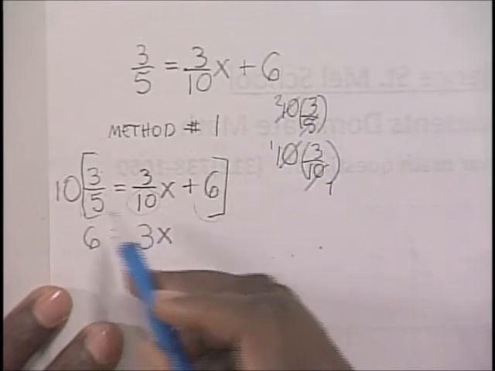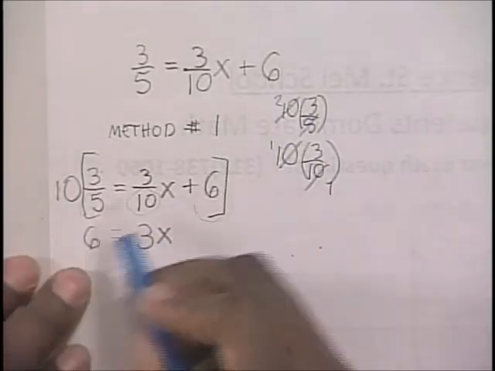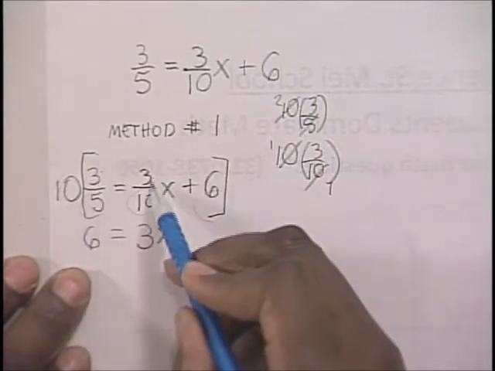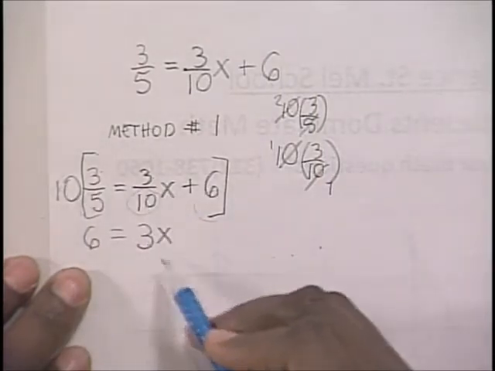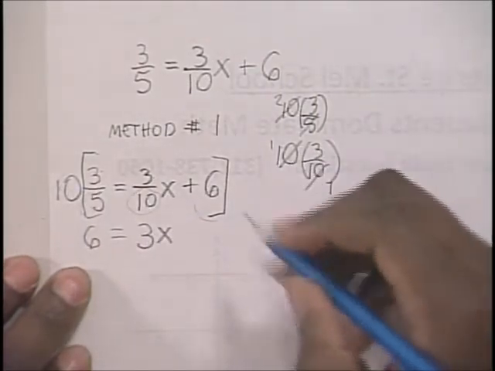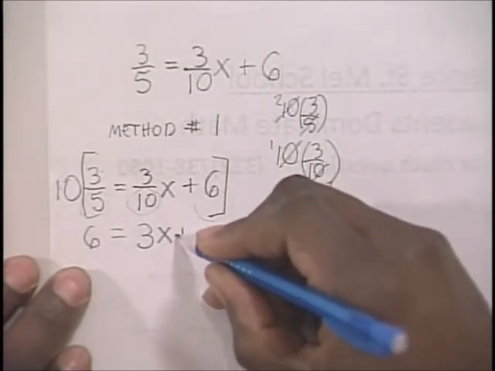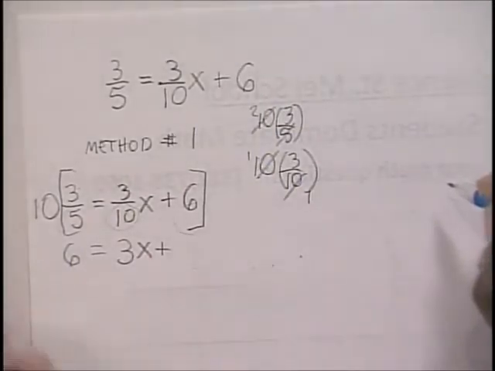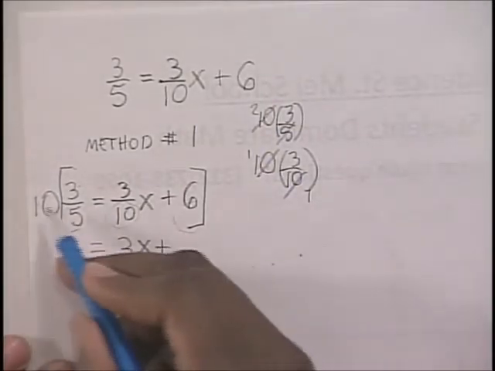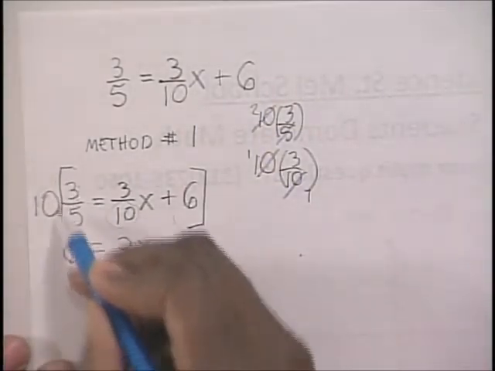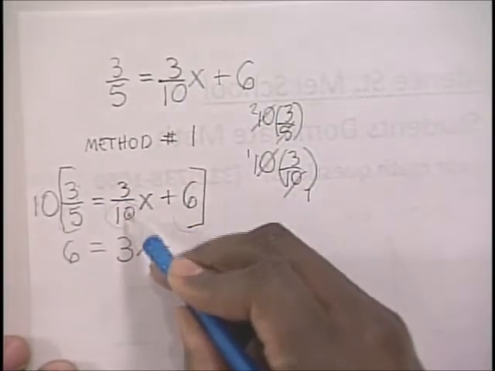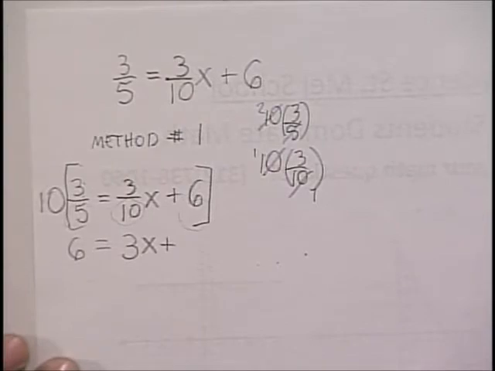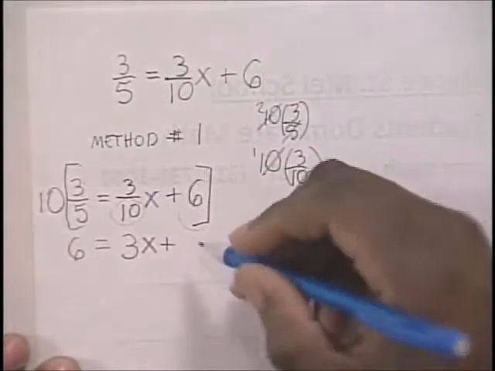Yeah. I multiplied 10 times 3/5 up here, and I got 6. I've multiplied 10 times 3/10 x, and I got 3x because the 10's canceled out. Now what do you think I'm going to do? Can you tell me? I multiplied the 10 times the 3/5. I multiplied the 10 times the 3/10. What do you think I'm going to do now? Multiply the 10 by the 6. Very good. What's 10 times 6?